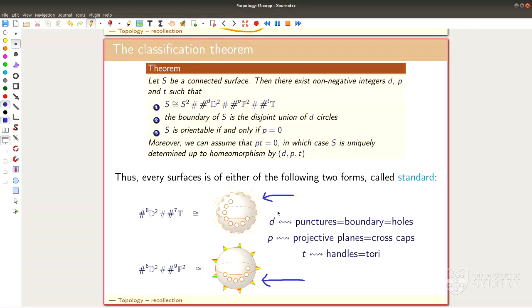And the d is always puncture. Several names come for the d's: punctures, boundaries, or holes. p is the projective planes or the cross caps. And t are the handles or the tori.